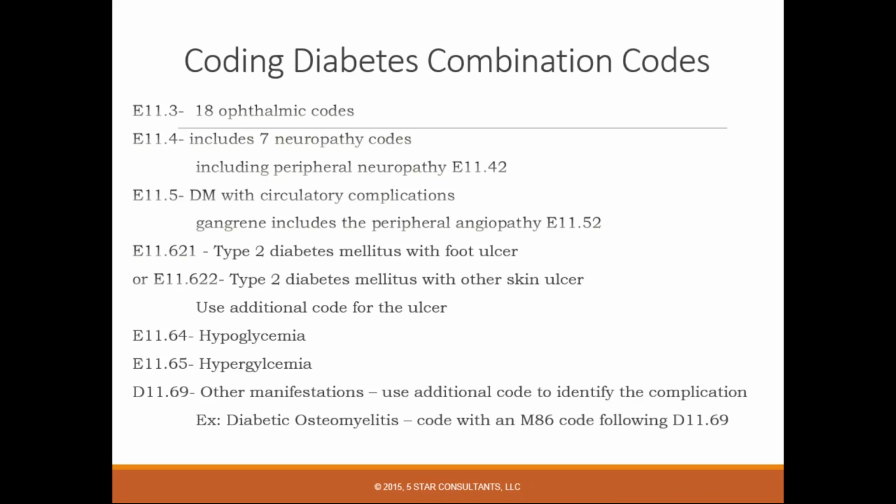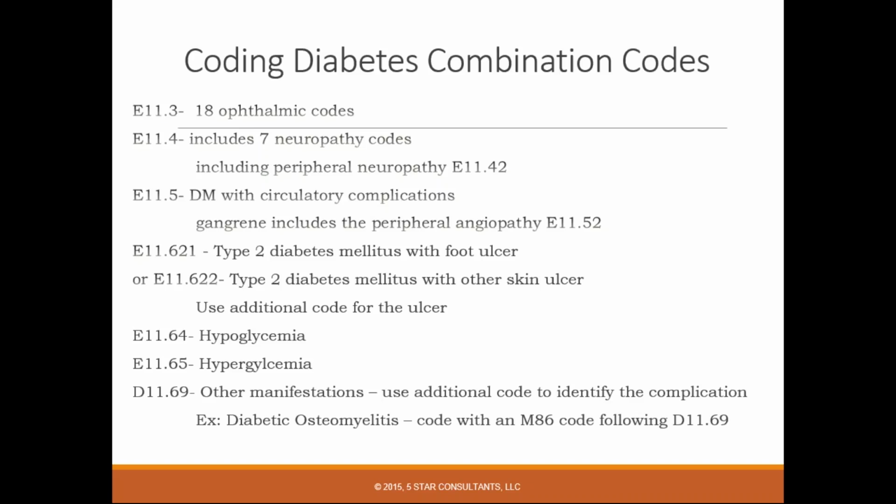E11.64 is hypoglycemia, and E11.65 is hyperglycemia. And then the E11.69, other manifestations, another interesting one is osteomyelitis. We don't see osteomyelitis a lot, but here is diabetic osteomyelitis, and you code that with an M86 code because that's where osteomyelitis is. So first you put in the diabetes, other manifestation. If you've been coding ICD-9, you know that in today's world that's a 250.80. Well, now that would be E11.69 followed by the M86 code.